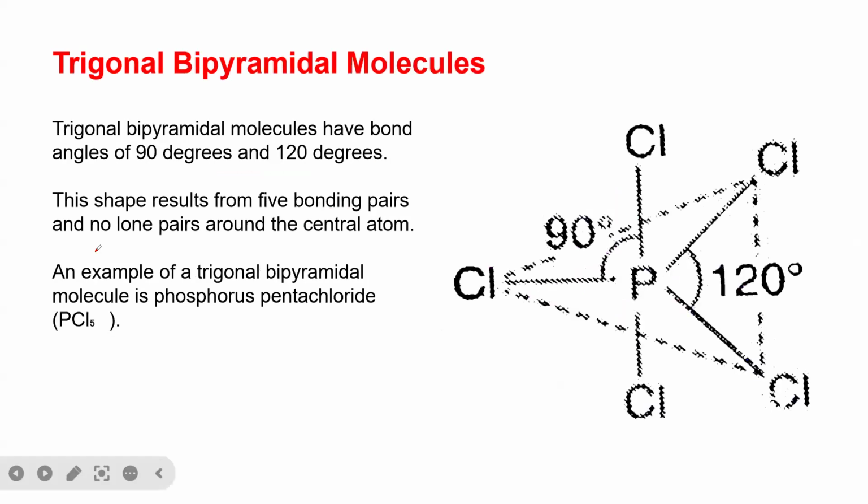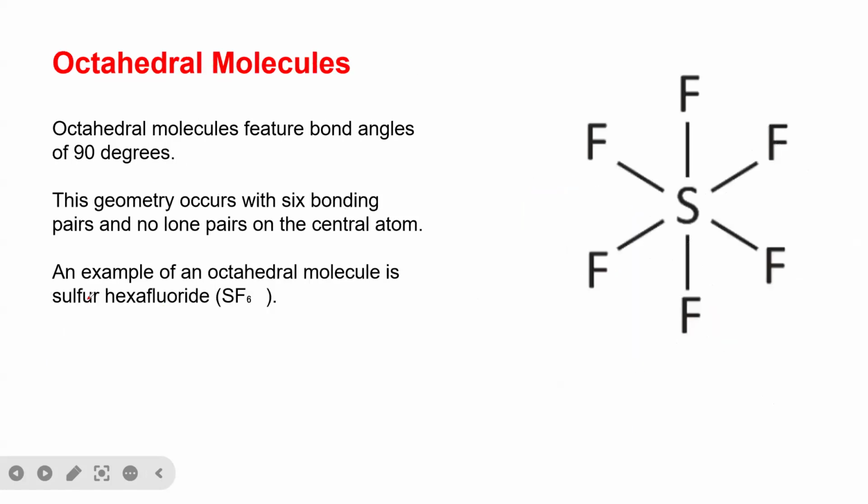And then the next thing is trigonal bipyramidal molecules. Trigonal bipyramidal molecules have bond angles of 90 degrees and 120 degrees. So they have 2 bond angles, 90 and 120 degrees. This shape results from 5 bonding pairs and no lone pair of electrons. That is why we have this trigonal bipyramidal shape, as in PCl5.